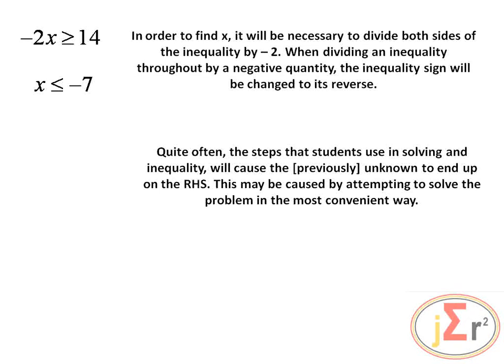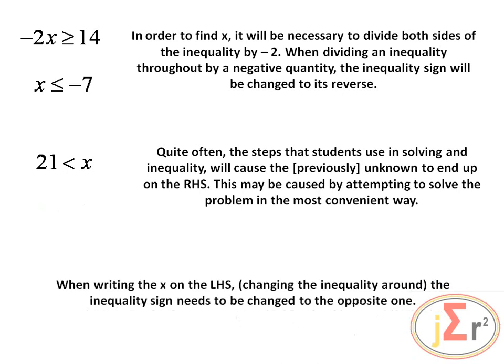Quite often, the steps that students use in solving an inequality will cause the previously unknown to end up on the right hand side. This may be caused by attempting to solve the problem in the most convenient way. So sometimes by solving the problem in the most convenient way, we end up with x on the right hand side. Appropriately, it should be placed on the left hand side.